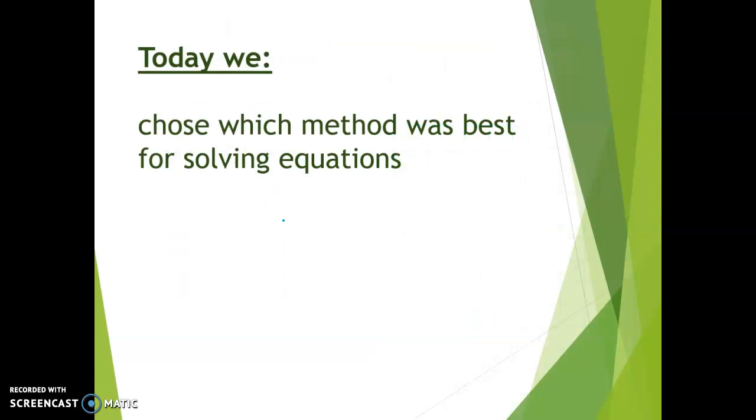Today we reviewed the three different methods, and we chose a method that was best for solving equations. So when it's easy to solve for one variable, like in our first equation, we want to use substitution. When solving for a variable will give us fractions or all kinds of crazy numbers, we may want to use elimination. And when our equations are already in y equals mx plus b, or we can easily put them into y equals mx plus b and graph them because our intercepts are small, then graphing might be the best method.